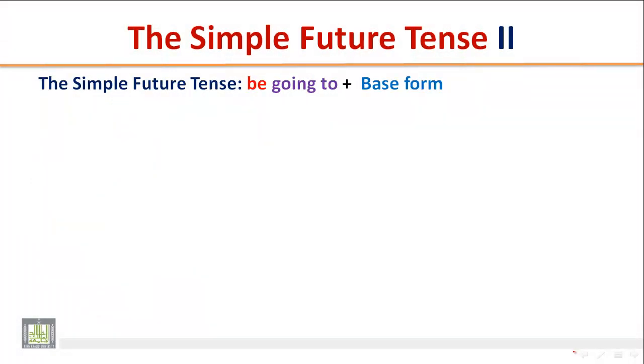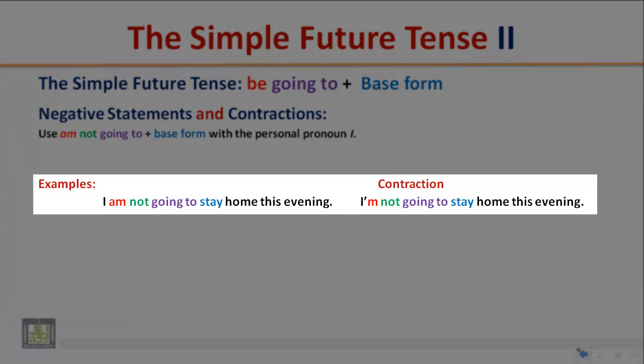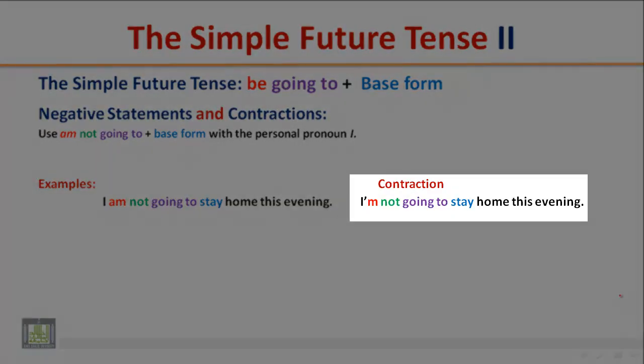The simple future tense, be going to plus base form. Negative statements and contractions. Use am not going to plus base form with the personal pronoun I. Example: I am not going to stay home this evening. Contracted form: I'm not going to stay home this evening. Notice here that we do not contract am with not. Am not is not contracted.